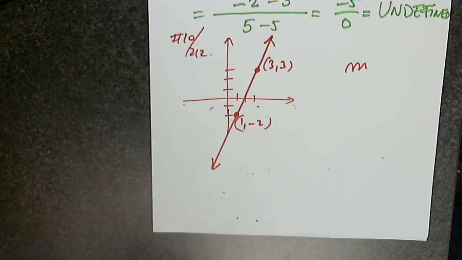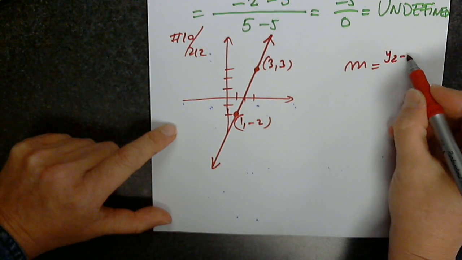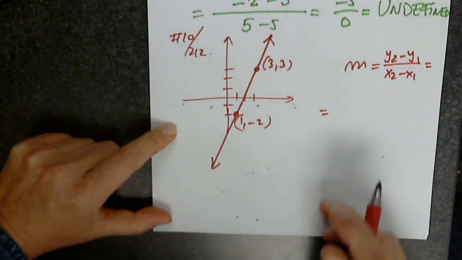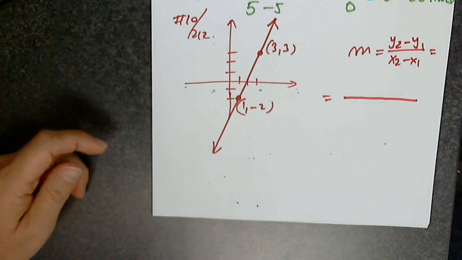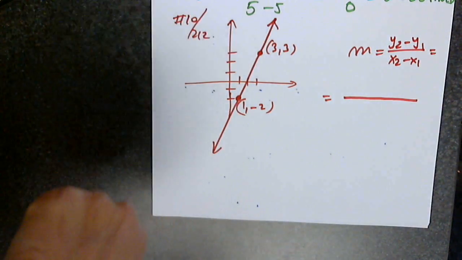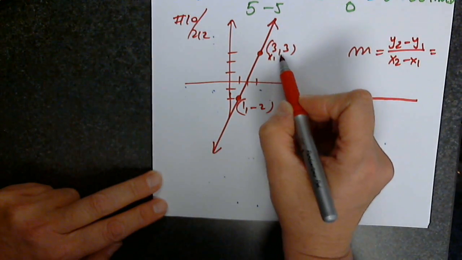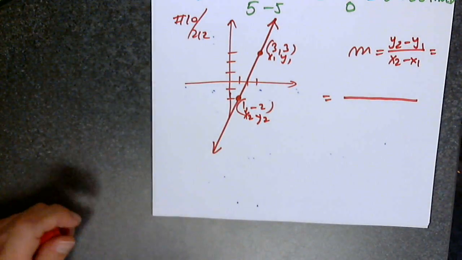Ready? The formula is m equals y2 minus y1 over x2 minus x1. Absolutely perfect. So now you choose the point that is number 1 for you. It doesn't matter. The slope will still be the same. If you go up or down, the slope does not change. So if you consider this x1, y1, and this x2, y2, or vice versa, the slope will be the same.